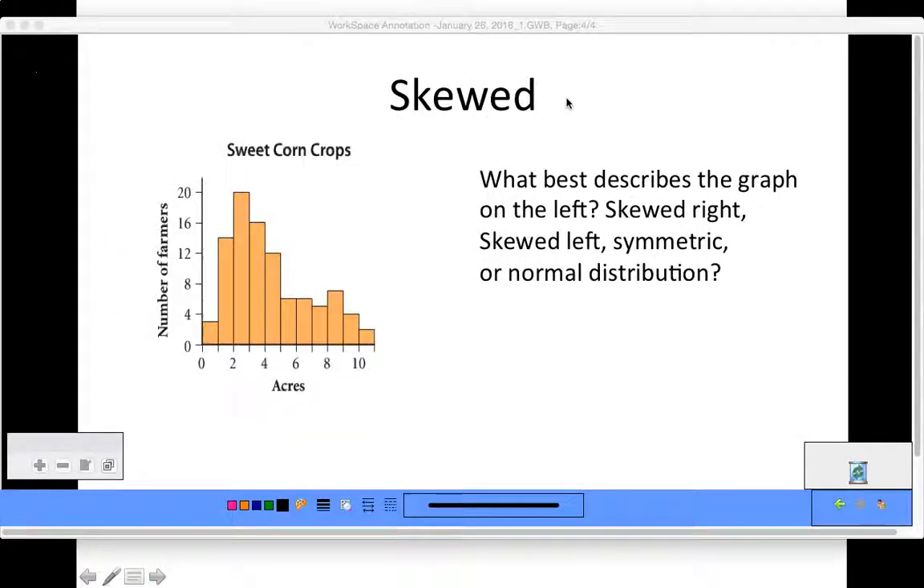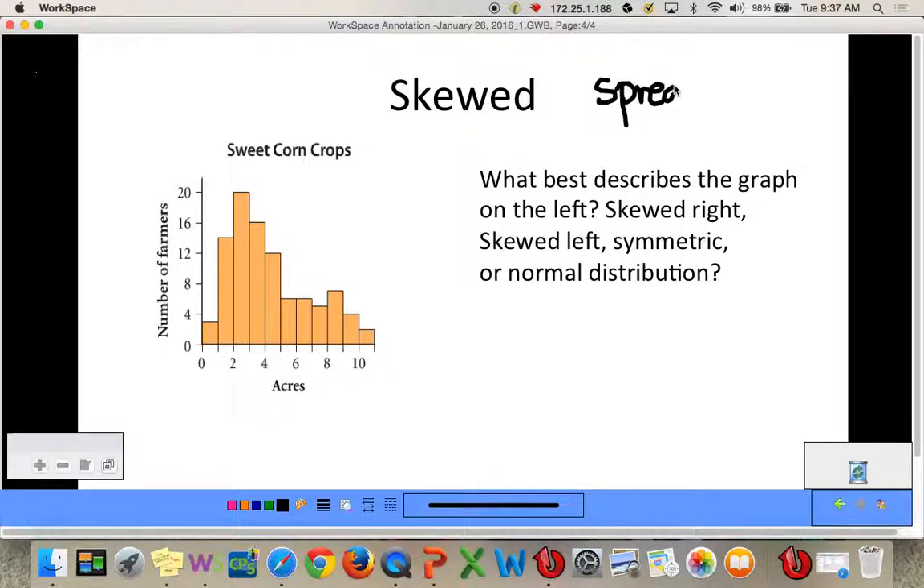Skewed means more spread out. So this graph right here is skewed to the right. It's skewed to the right because think about those little like Arby's sauce packets or the ketchup packets. If you squish it down on the right, it's more spread out. You're spreading out the sauce. So this is squished down on the right. It's skewed right. Let's look at another example.